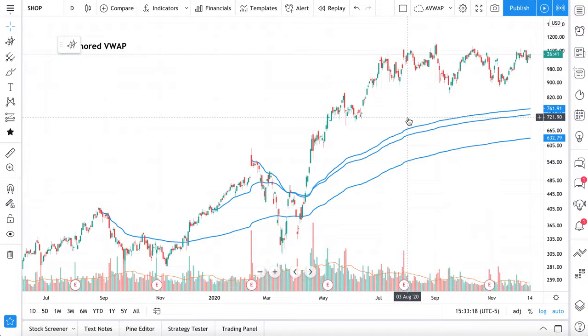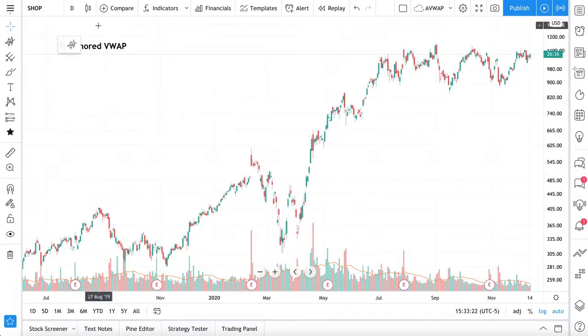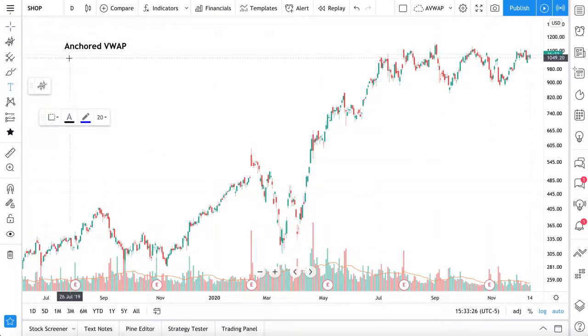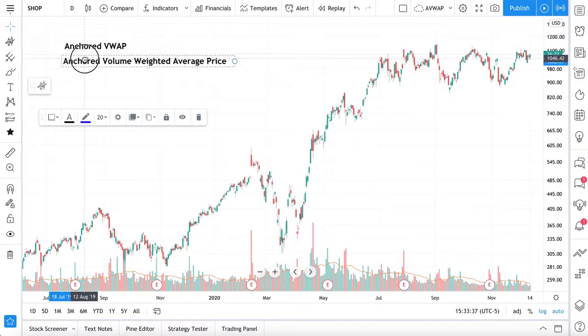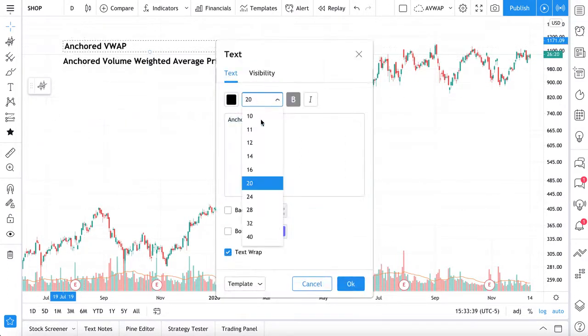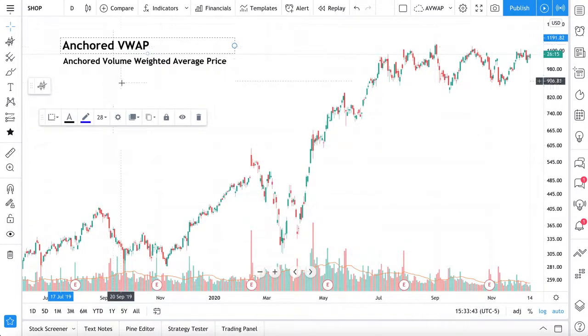Now let's talk about what Anchored VWAP means and how you can use it, because while it is a really powerful tool, we do need to understand what it means first. So: anchored, volume, weighted, average, price. That's what it stands for. When you hear someone say Anchored VWAP, it stands for Anchored Volume Weighted Average Price.